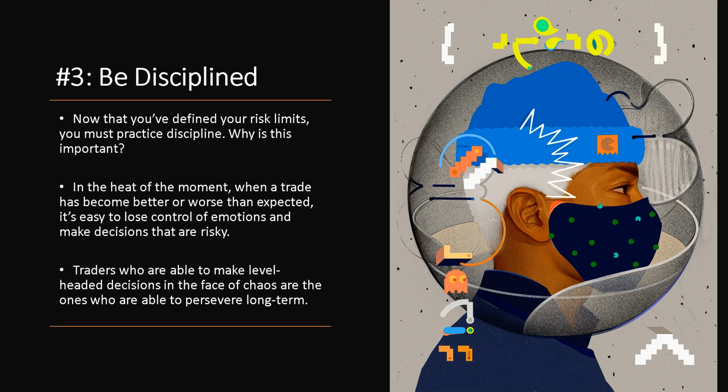How many times have you made a decision in the moment during trading and you've quickly come to regret it later because you were in the heat of the moment? It looked worse than it was. It happens. Now the difference is, you've got to learn from it. Traders who are able to make level-headed decisions in the face of chaos are the ones who are able to preserve long-term capital gains and survive. That's one of the hardest things to learn.